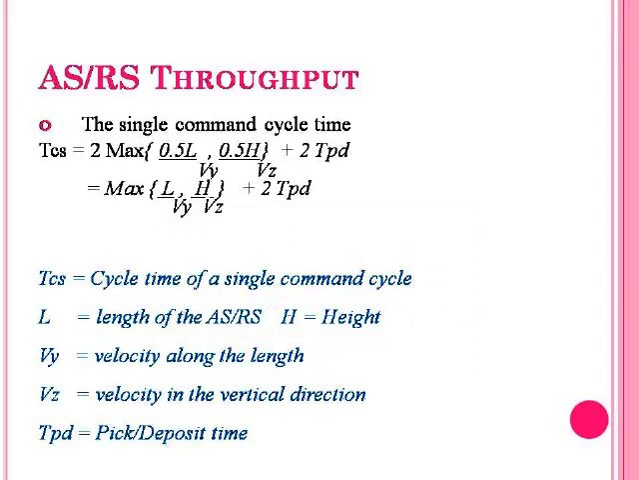The ASRS throughput, the single command cycle time TCS, is equal to 2 into maximum of L by 2 Vy or H by 2 Vz, plus 2 TPD, or it is equal to maximum of L by Vy or H by Vz plus 2 TPD. TCS is cycle time for single command cycle. L is length of the ASRS, H is height, Vy is velocity along the length, Vz is velocity in vertical direction, TPD is pickup and deposition time.